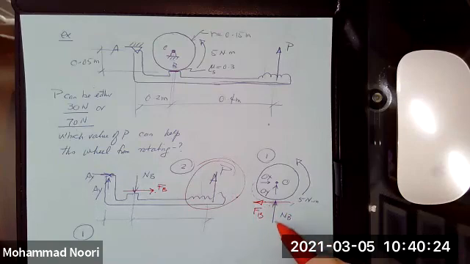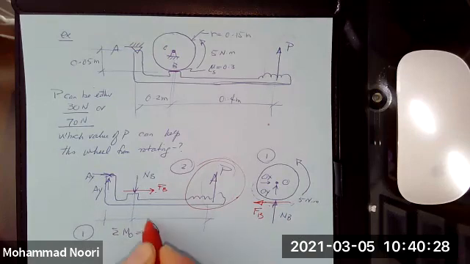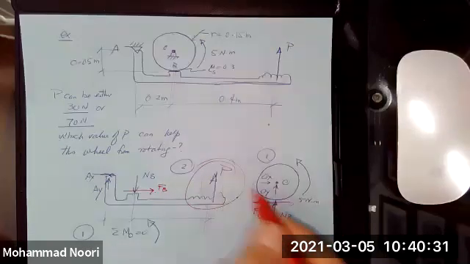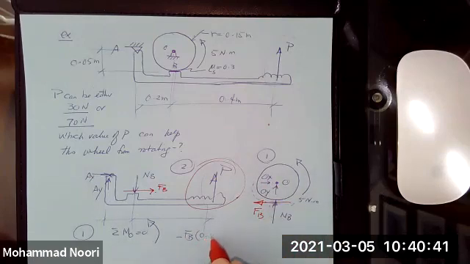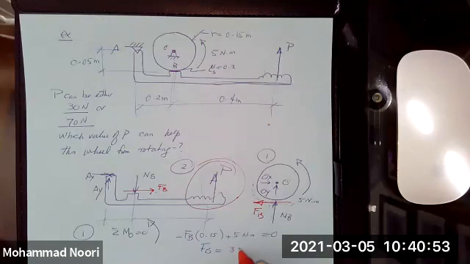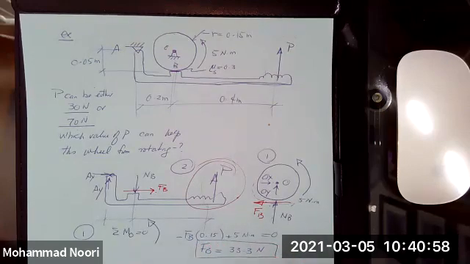So I take summation of moments about O equal to 0. What does that give me? These three go through point O, so you have negative FB times this distance, which is 0.15, plus 5 Newton meter equal to 0. So FB comes out to be 33.3 Newton. That's the friction force.